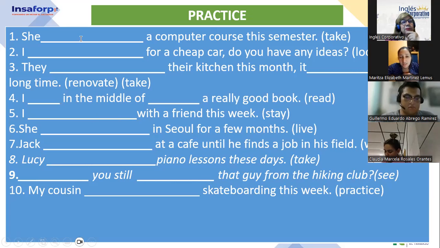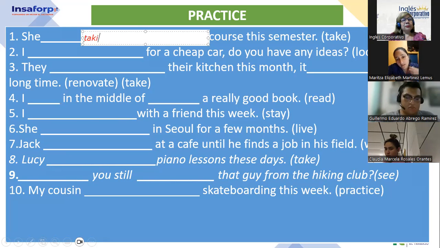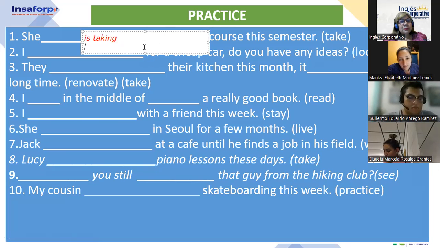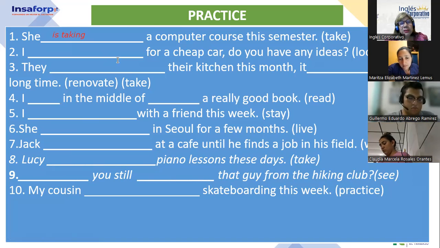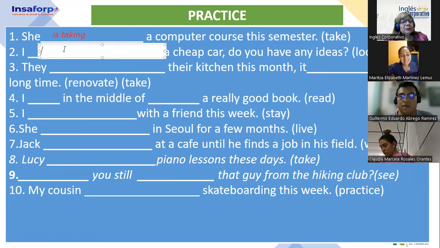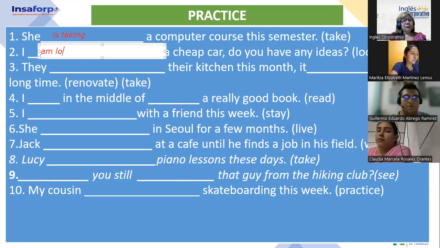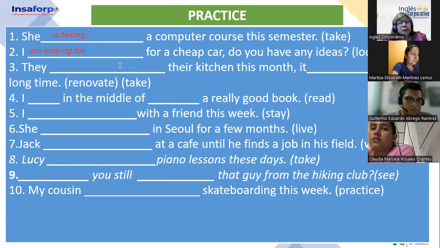Number one, she's taking a computer course this semester. Okay, she's taking a computer course this semester. Excellent, Maritza. Okay, number two. I am looking for a cheap car. Do you have any ideas? Looking for. Do you have any ideas? Good emphasis, good intonation of the question here.